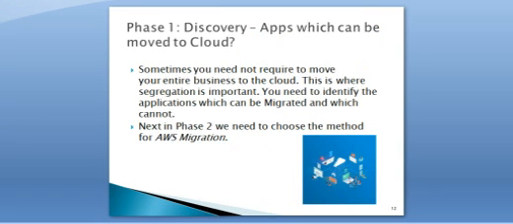We'll see the first phase. Sometimes you need not require to move your entire business to the cloud. This is where segregation is important. You need to identify the applications which can be migrated and which cannot be migrated. What we'll see next phase, that is phase 2. We need to choose the method for AWS migration.